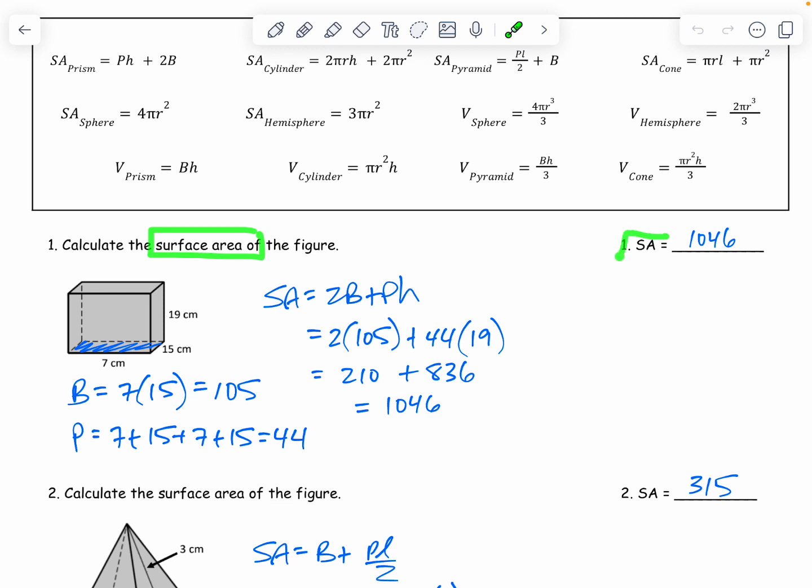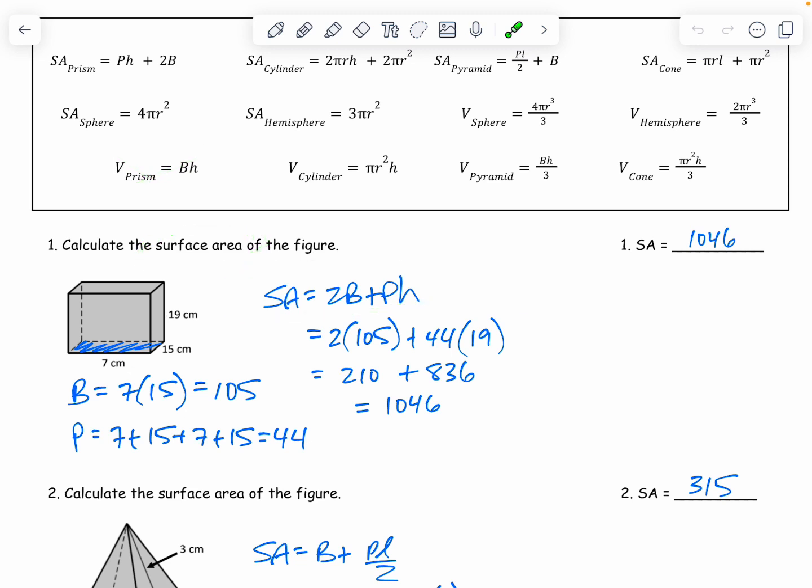This says surface area, and this is a rectangular prism. So we are going to find the surface area of the prism formula. Okay, don't do the one for the volume. That is not what we're looking for, because we need to read the directions really carefully. Okay, here is the formula.